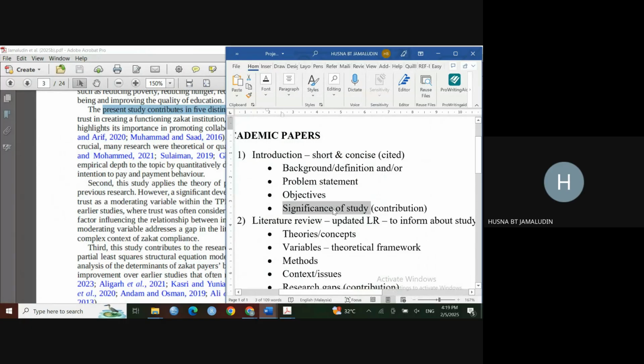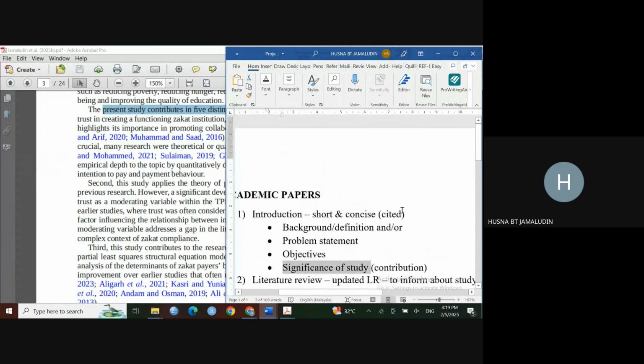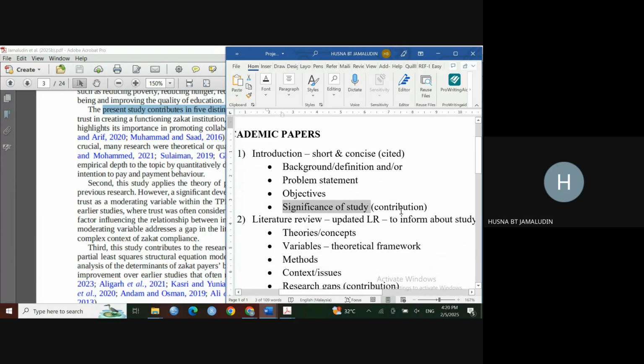After mentioning the significance of the study, then you can move to the literature review. Wow, we are going too long on the introduction, aren't we? Can we move to the literature review? Any question on the introduction? Ali, anything you want to ask before we move to the literature review?